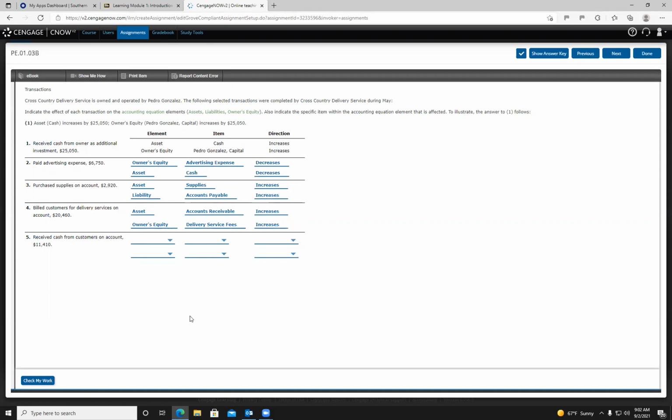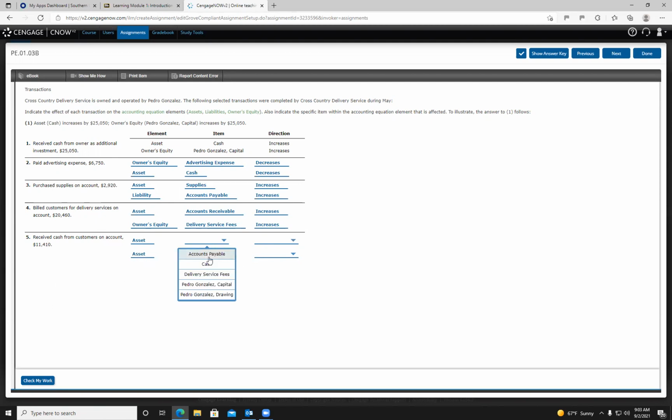All right, last one, received cash from customers on account. So if we look at number 4, remember we provided a service and allowed them to put it on account. Well, now we've received a partial payment. Okay, so if we receive payment in cash, that's an asset. If we allow them to put it on account and then pay us at a later date, well, they're paying off that debt to us. So they're actually going to be affecting accounts receivable, which is also an asset.